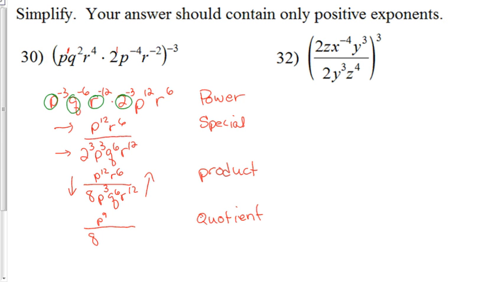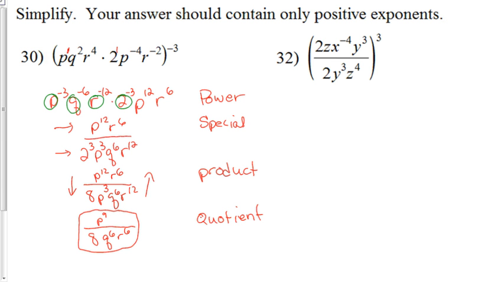Looking at the q's, there are no q's on top. All the extras are on the bottom. And then the r's, there are 6 extras, 6 more of them on the bottom. So the extras are on the bottom, we leave them there. There is our final answer. Notice 4 steps. Power, special, product, quotient.